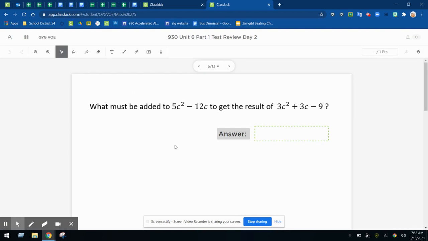Again, what must be added to 5c squared minus 12c to get the result of 3c squared plus 3c minus 9? So obviously I had to subtract to go from 5 to 3, so they must have subtracted 2c squared. From negative 12 to positive 3, they must have added 15. And since that negative 9 just got tacked on the end, I'm just going to say that they also subtracted that.